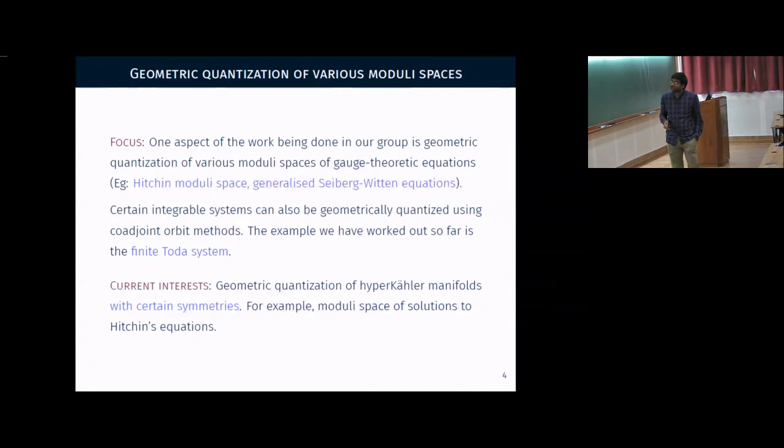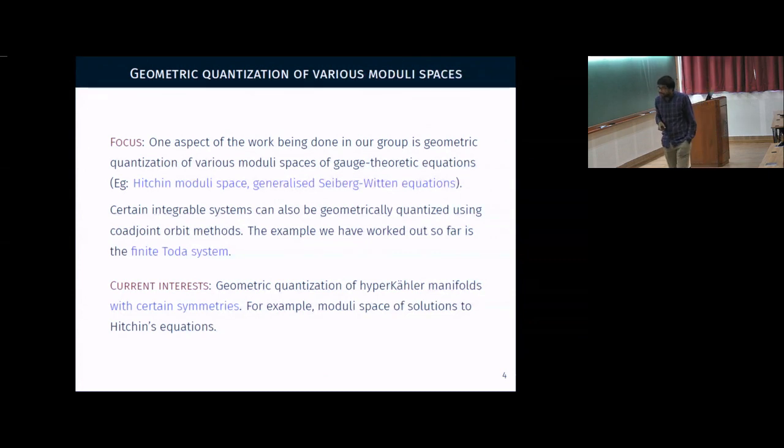There are also certain integrable systems which can be geometrically quantized using co-adjoint orbits. One of the latest works of this group involves studying the finite Toda system. And this particular system has a description as a co-adjoint orbit. Now we know from the work of Kostant and Souriau that any coadjoint orbit carries a symplectic structure, and therefore using the symplectic structure it's possible to give a quantization of this Toda system.